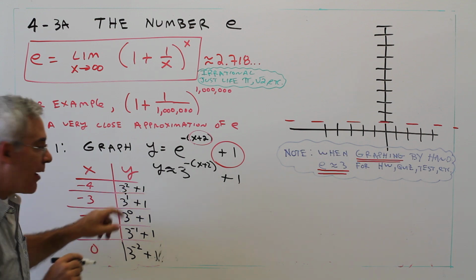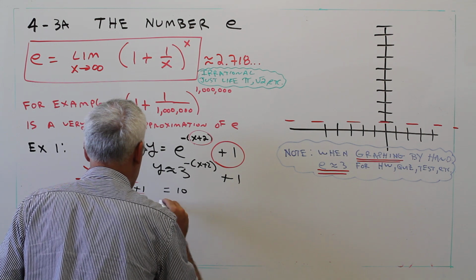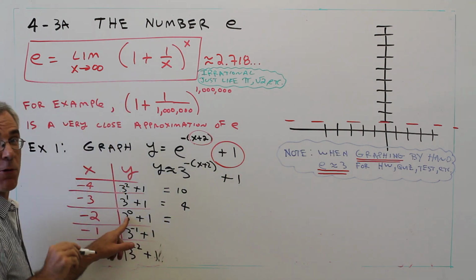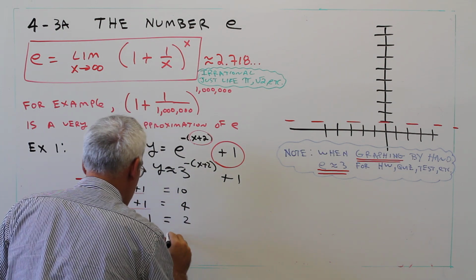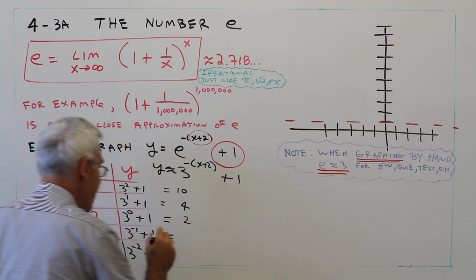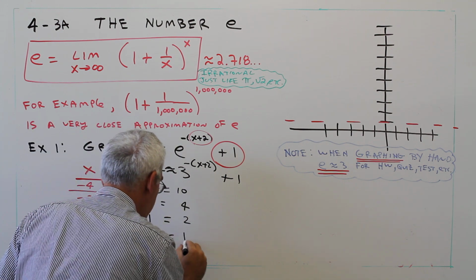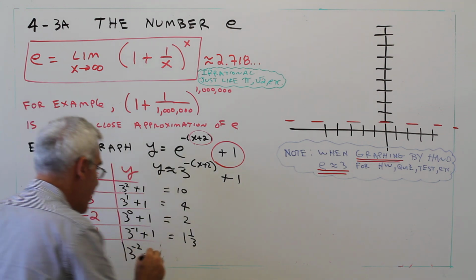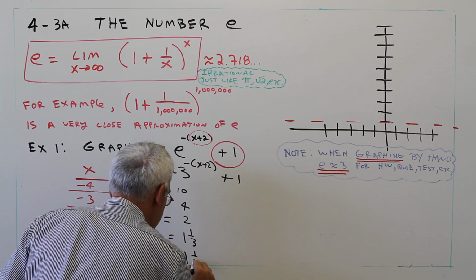3 squared is 9, add 1 is 10. 3 to the 1 is 3, add 1 is 4. 3 to the 0th is 1, add 1 is 2. 3 to the negative 1, that's 1/3, add 1, that's 1 1/3. 3 to the negative 2, that's 1/9, add 1, that's 1 1/9.